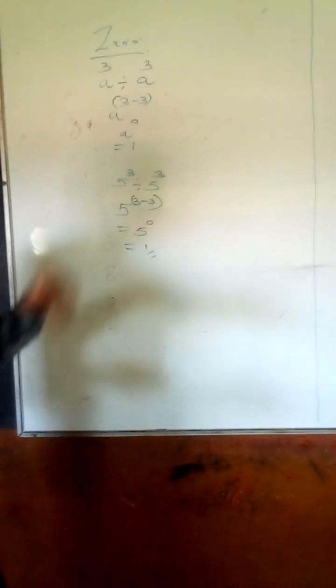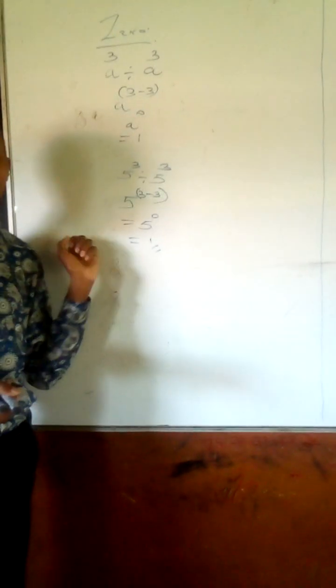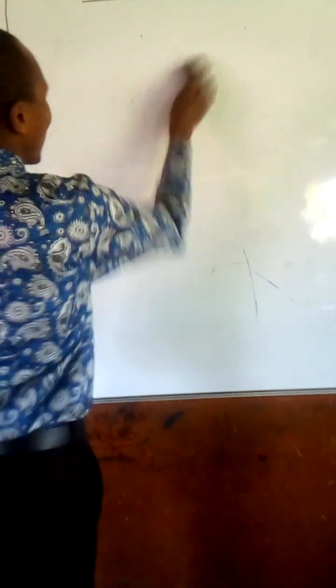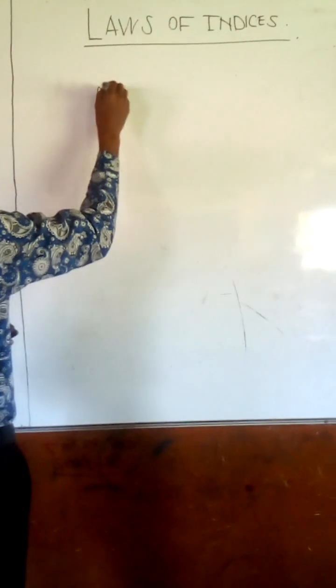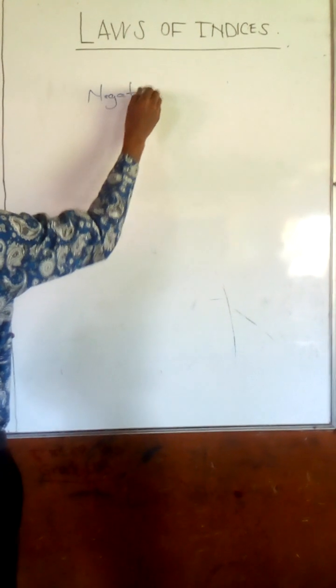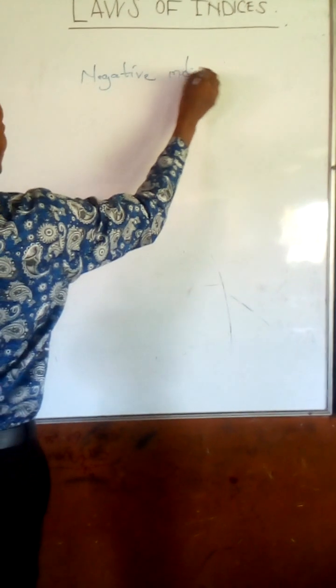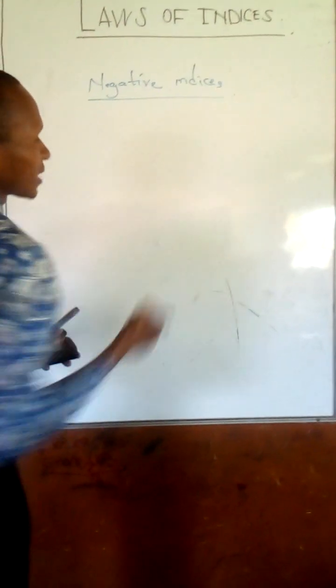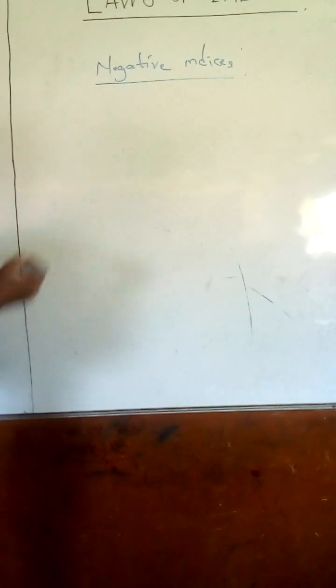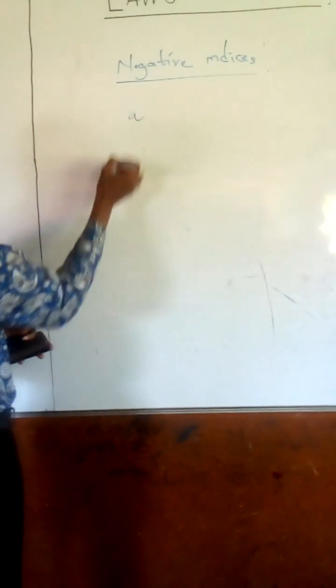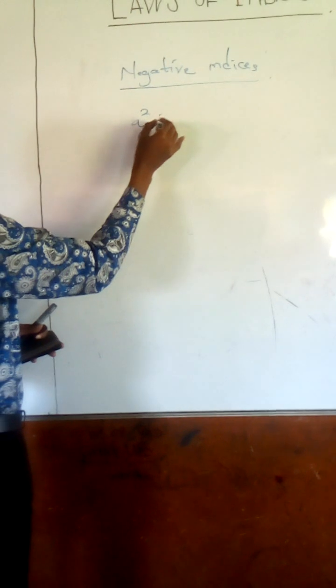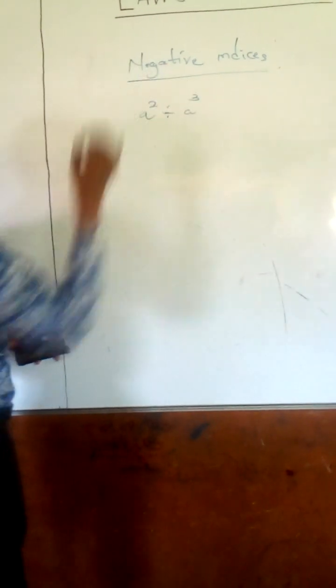Now we still have another law, the last law, and we call it negative indices. For negative indices, suppose you are given indices like this. Let's say a raised to 2 divided by a raised to 3.